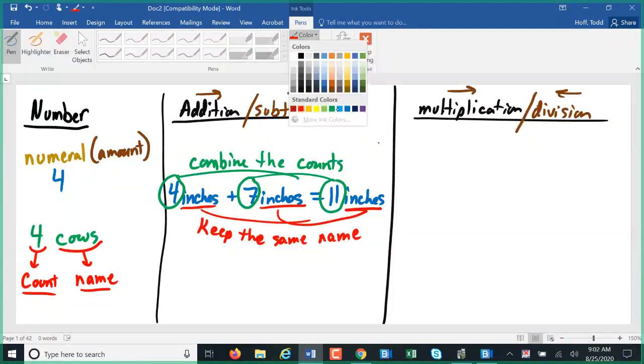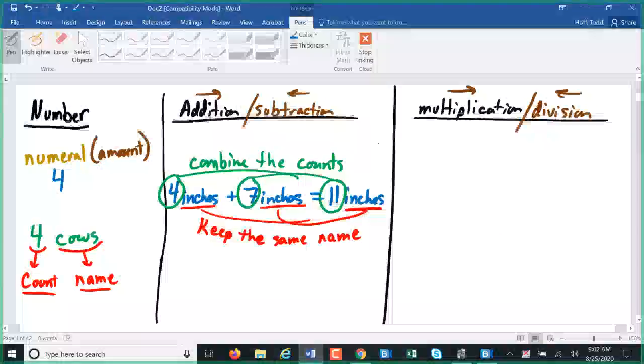Now, again, that might not seem terribly significant, but there's a couple of big differences, or at least one big difference when we go to multiplication and division. Let's look at 4 inches times 7 inches. 4 inches times 7 inches gives us what?